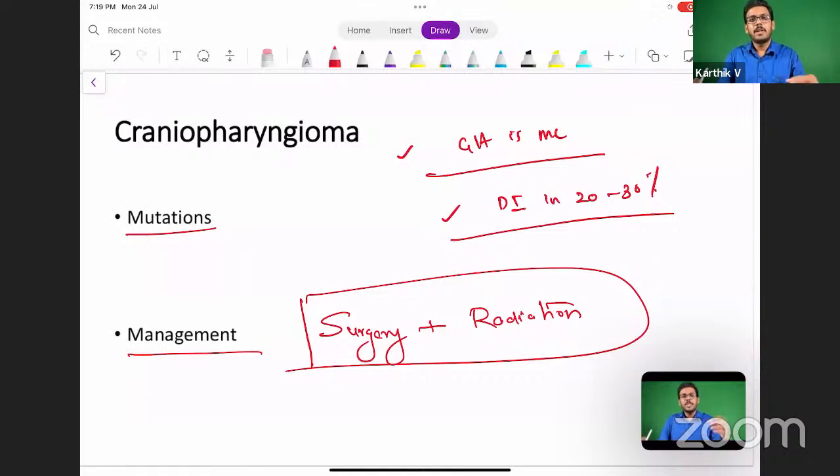And when the patients undergo surgery, the risk of diabetes insipidus can increase as high as 60 to 70%. So in a treatment naive patient, it is up to 20 to 30%, and following surgery, it can increase up to 2/3 of individuals.